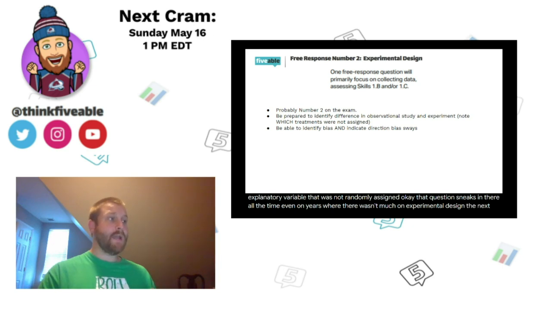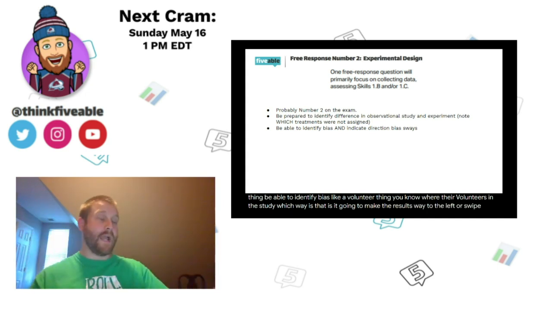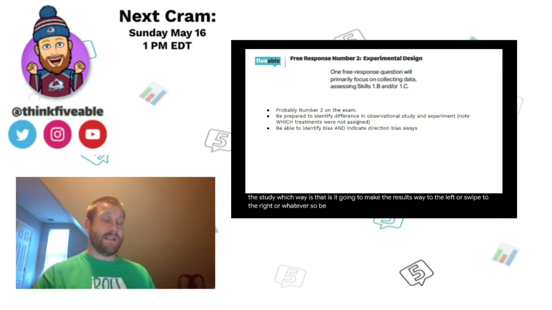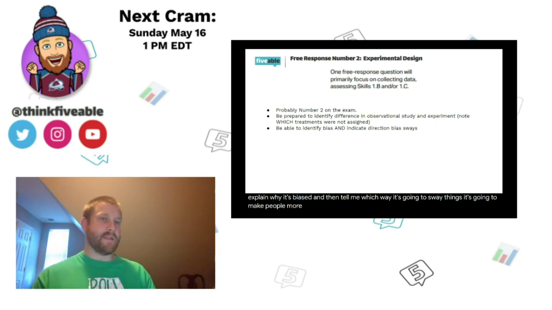The next thing, be able to identify bias, like a volunteer thing, where there are volunteers in the study. Which way is that going to bias it? Is it going to make the results sway to the left or sway to the right or whatever? So be able to identify that. Identify the bias. Don't worry about necessarily the words you call it, response, non-response, sampling. Just be able to explain why it's biased and then tell me which way it's going to sway things. It's going to make people more likely to lean this way or that way.